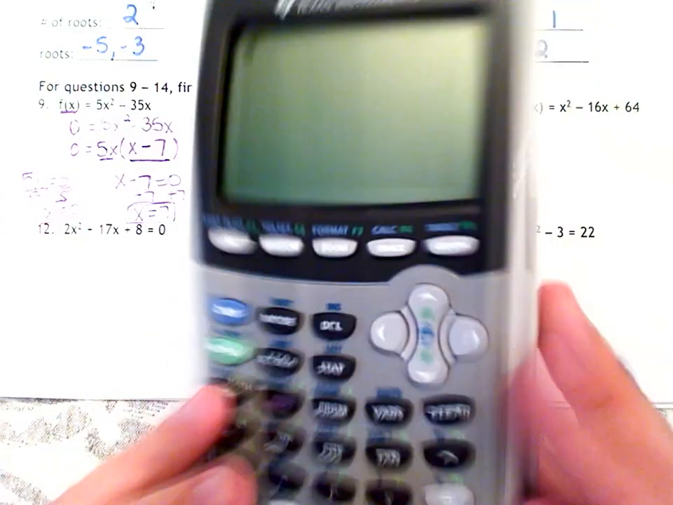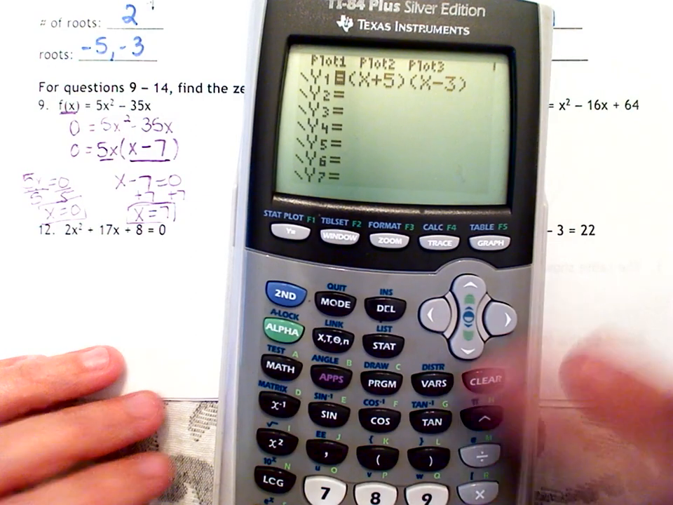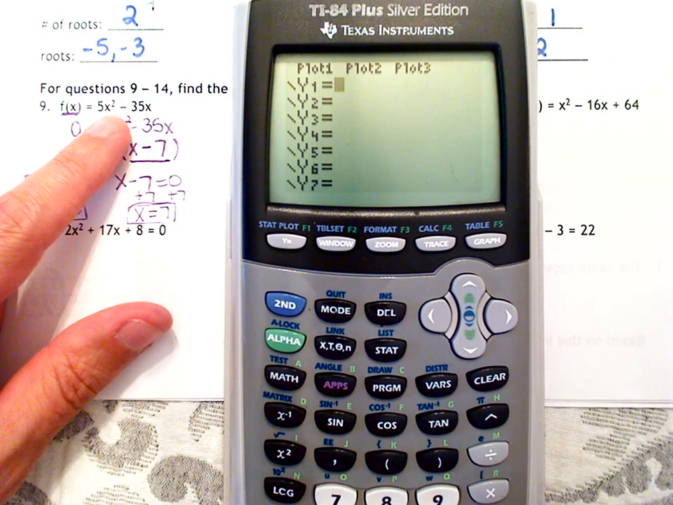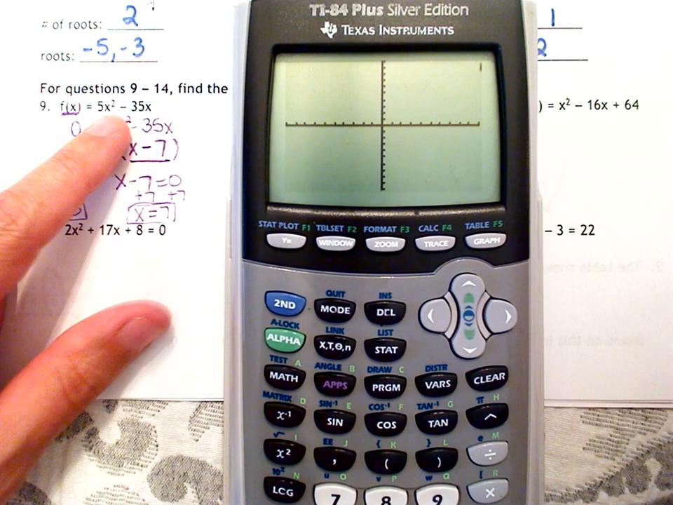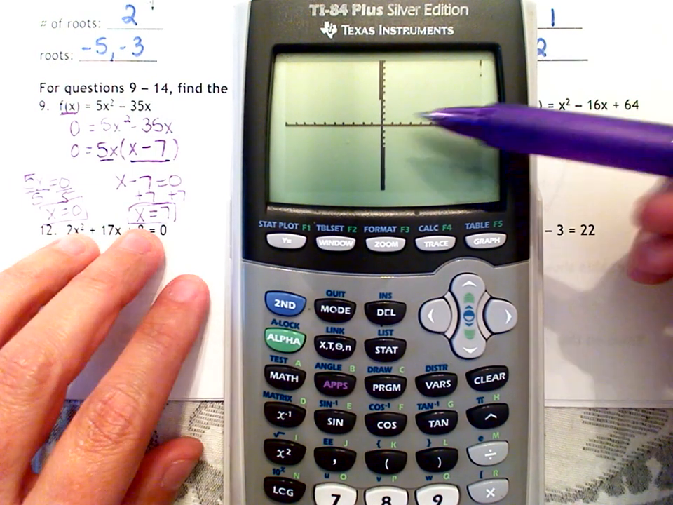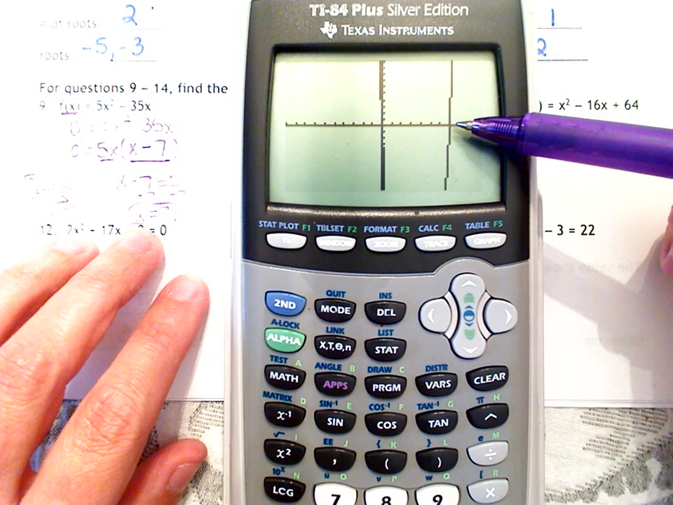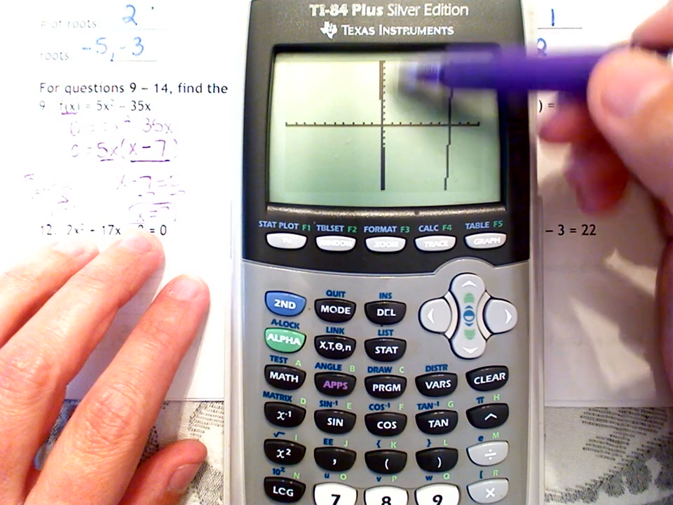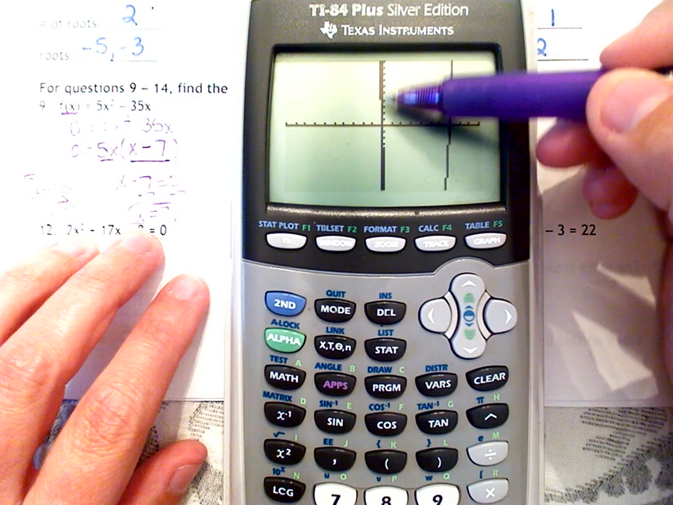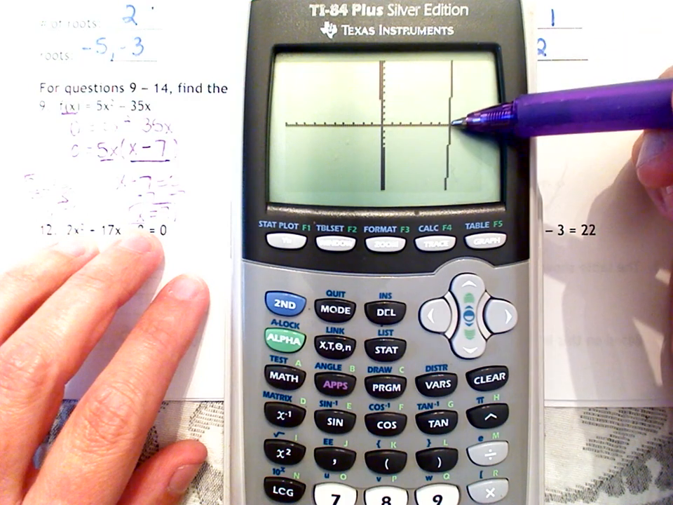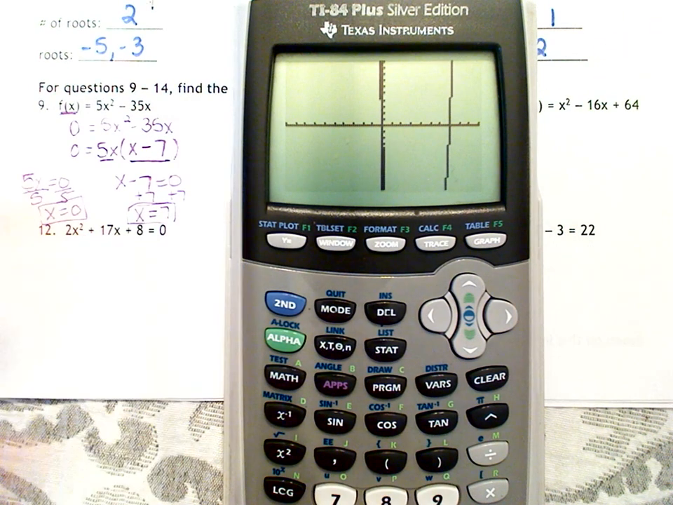And like I said, you can check it in your calculator. If you go to y equals and you type that in, 5x squared minus 35x, and you hit graph, you'll see that it crosses at 0, and then it crosses over here at 7. This one's kind of hard to see because it's real close to the y-axis, but you can kind of see it's thicker. So it goes this way, comes down, and goes back up through 7. So I know that my answer is correct.